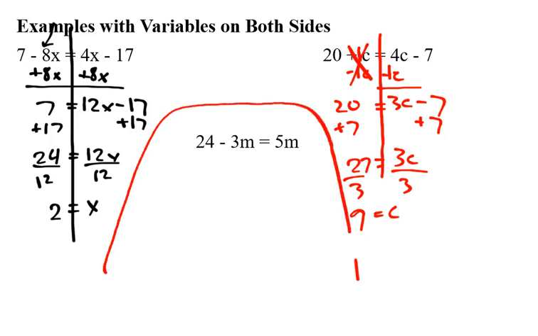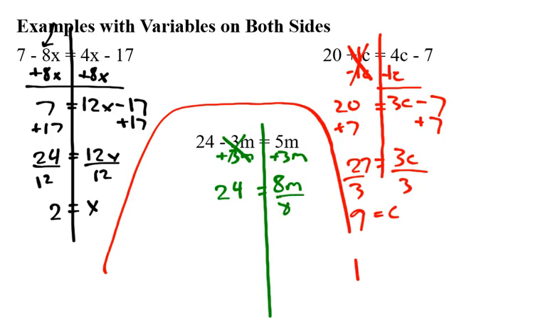Now this last one, I'm going to do it two different ways. First way is the way that I would do it. The second way is the way someone else might do it. And both of them are right, but I want to show both. So I would start by getting all of my m's to the right side. I'm going to move the minus 3m by adding it to both sides. Negative 3m plus 3m is 0m. On the right-hand side now I have 8m equals 24. Divide by 8. M is equal to 3.